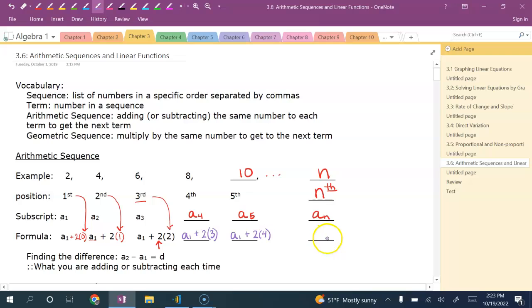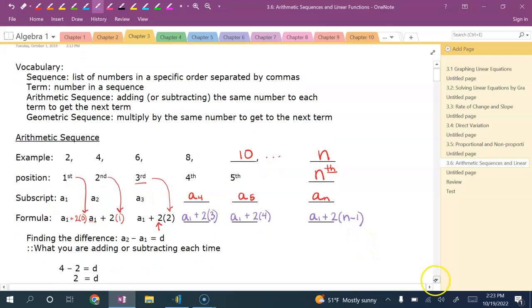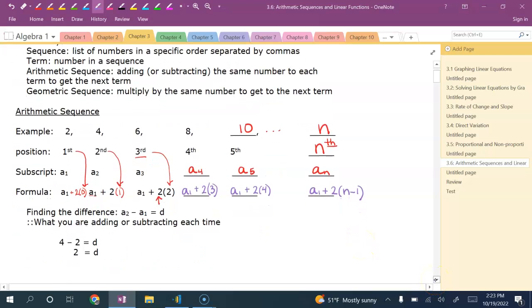So how would we write this generally? Well, you're taking that first term, A1, so whatever the sequence started with, plus 2 times whatever the nth term is that you're at, minus 1. So n could be changed depending on where you're at in the sequence, and then you're always going to subtract 1 from it.